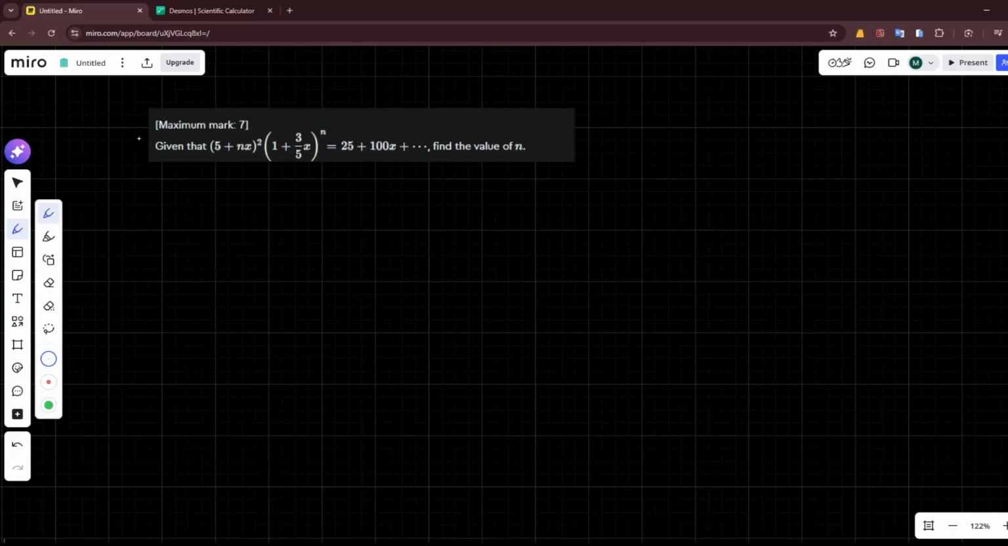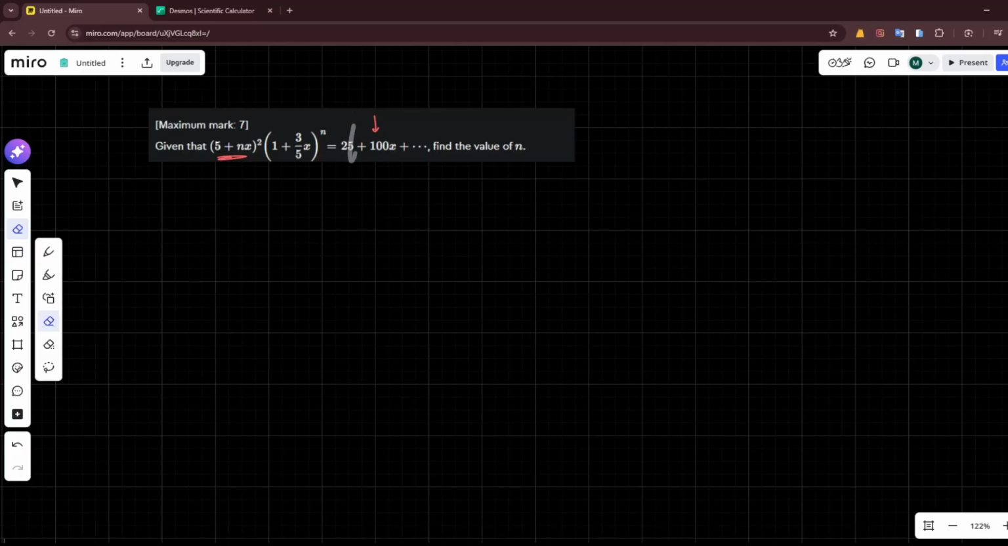This problem says, given that (5 + nx)² times (1 + 3/5 x)^n is equivalent to 25 + 100x, find the value for n. The big thing to notice here, when we're doing this multiplication, is that it's only going to be useful to us to have terms that match with something in this expansion on the right. Because all the information that we're going to use to set up equations for n is going to have to be equal to something. So it's going to have to be equal to either 25 or 100.